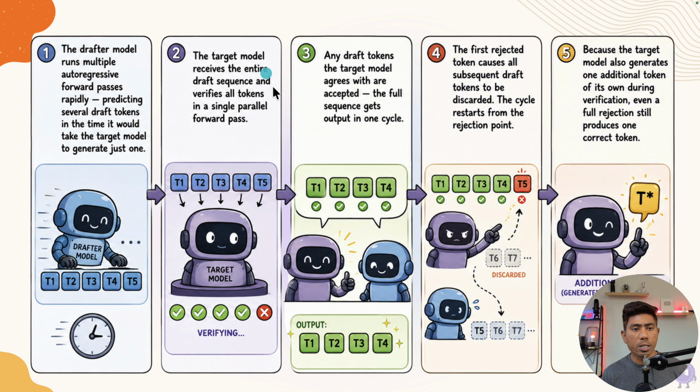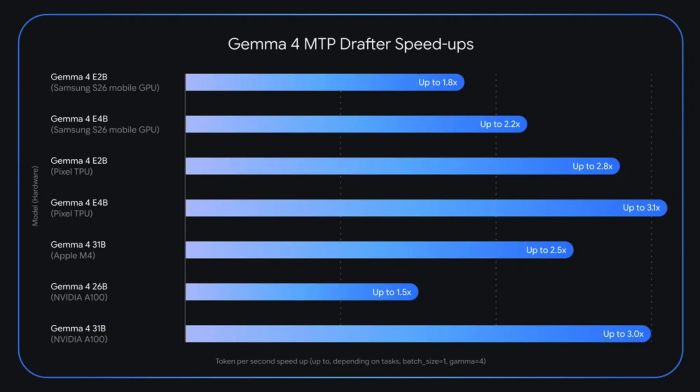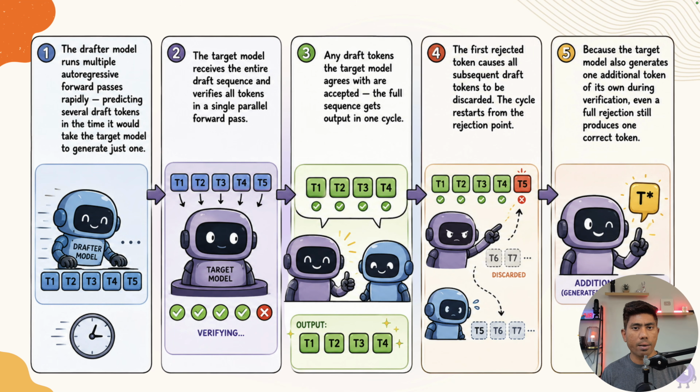The target model receives the entire draft sequence and verifies all the tokens in a single parallel forward pass. Any draft token the target model agrees with is accepted, and the full sequence is output in one cycle. So instead of sending tokens one by one for every single cycle, all of the accepted tokens are passed in the same cycle, which is the power here. That's why you're going to see the token count increase by around 2x compared to your normal standard large language model inferencing.